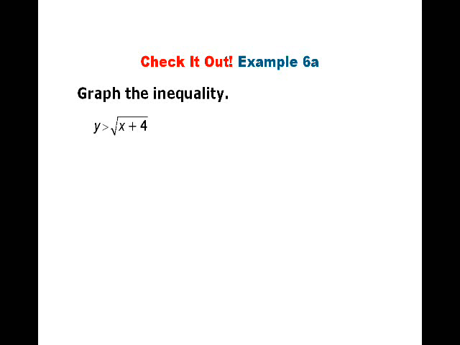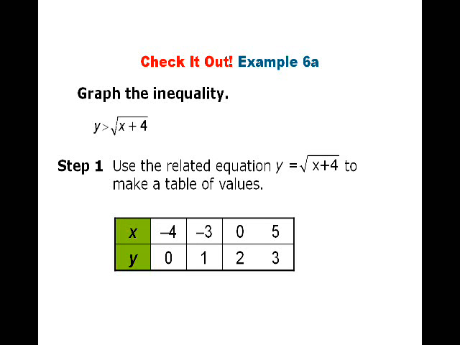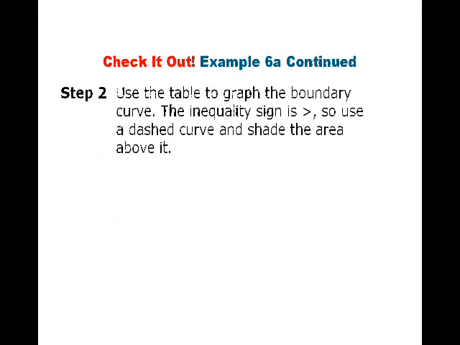Let's look at another inequality. We have y is greater than the square root of x plus 4. So let's use the related equation y equals the square root of x plus 4 to make a table of values. So we can have x values no smaller than what will make the radicand 0. So an x value of negative 4 would make it 0, so we can choose the smallest number as negative 4 and go up from there. So we chose negative 3, 0, and 5 to get 0, 1, 2, and 3.